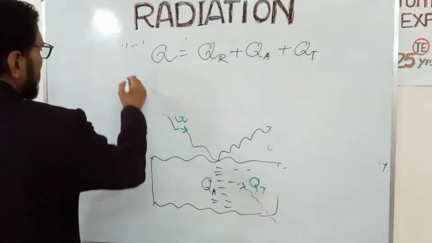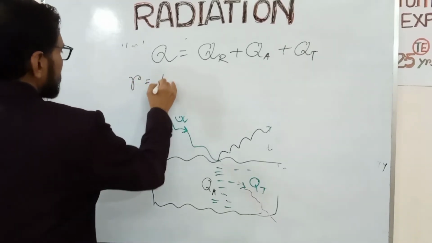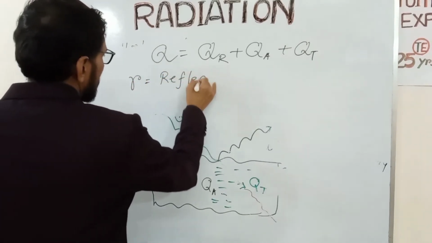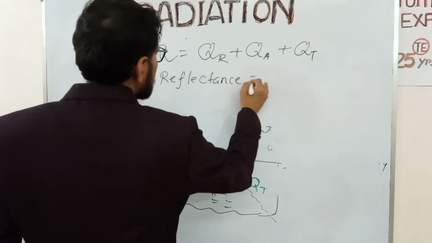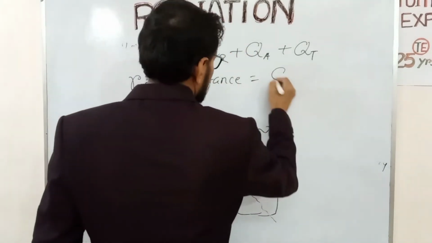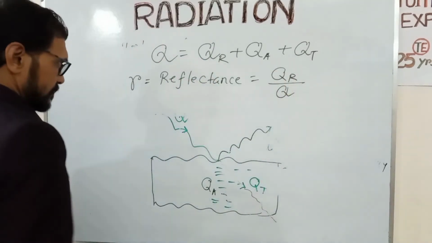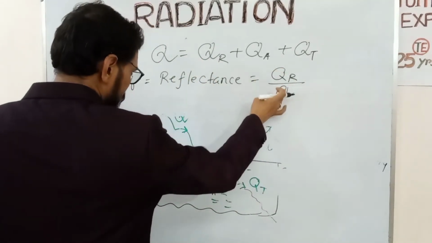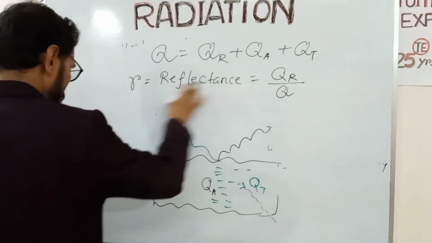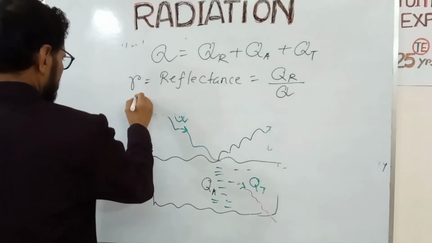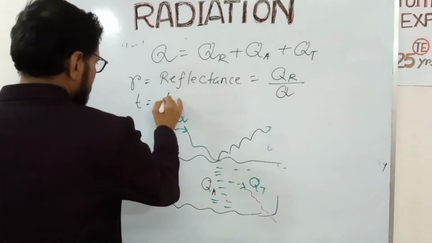Now we define three terms. The first term is R, which is called reflectance. Reflectance is defined as QR divided by Q, that is, the ratio of the reflected energy to the total incident energy is called reflectance. The next term is T, transmittance.